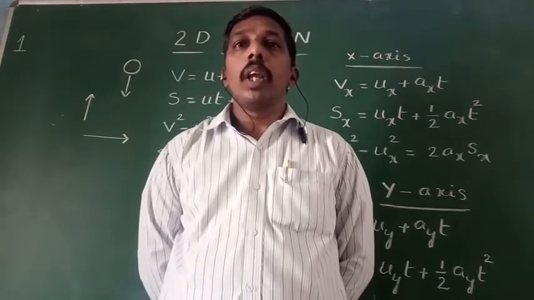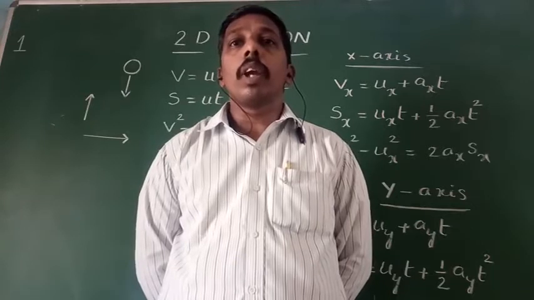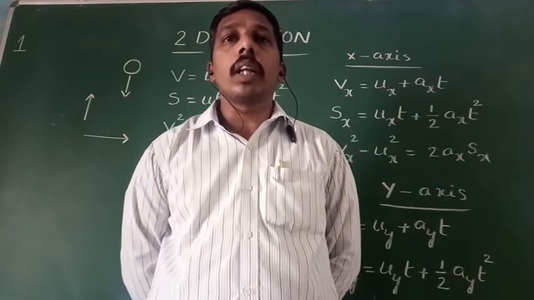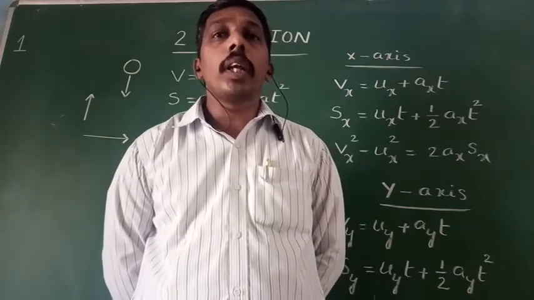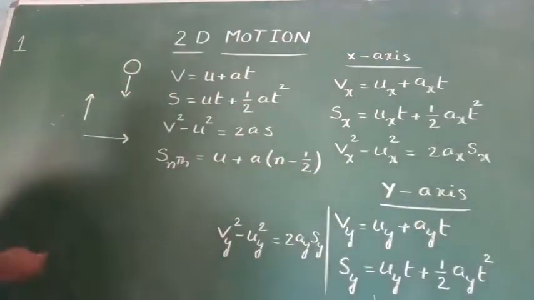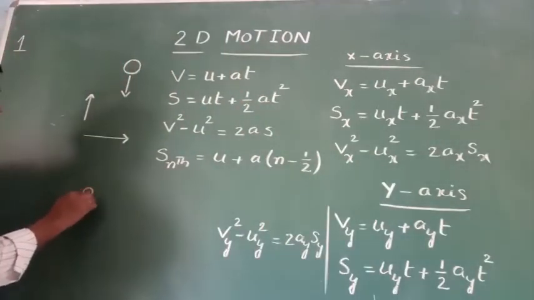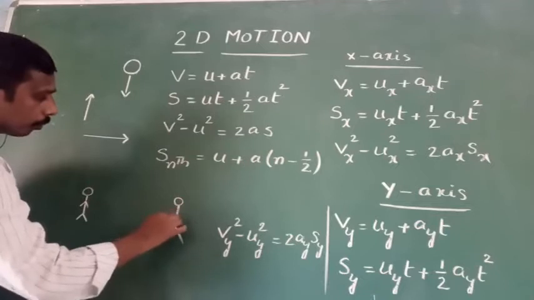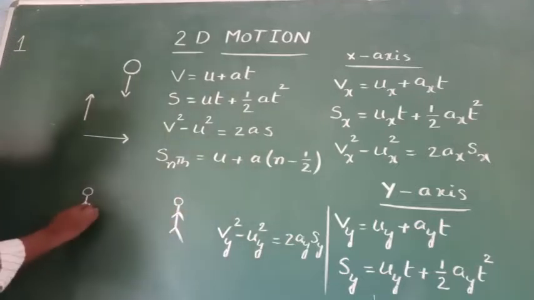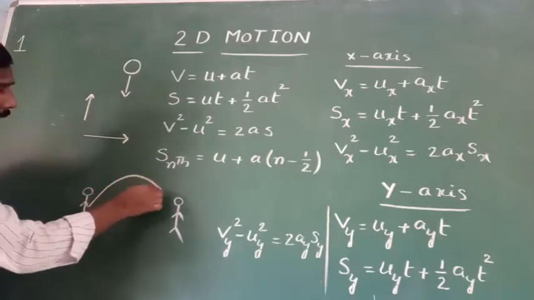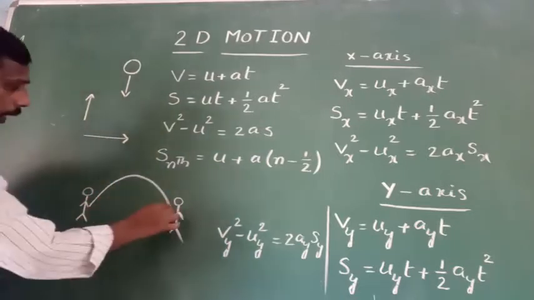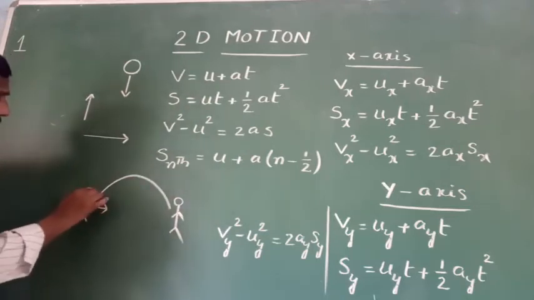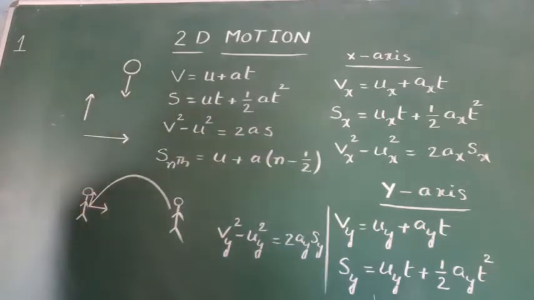For example, if you observe the motion of a cock in a shuttle game, how does the body travel? In a shuttle game, the cock will travel from one player to another player. Suppose this is one player and here another player is there. The cock travels like this from one player to another. So the cock is simultaneously traveling along the horizontal direction and along the upward, vertical direction.